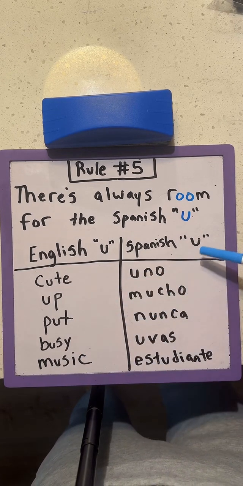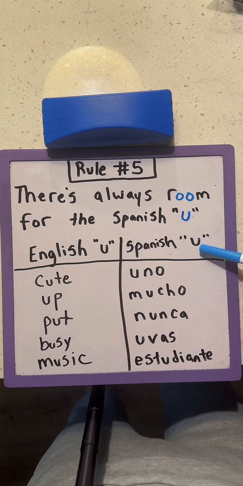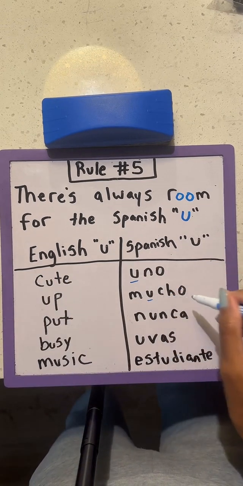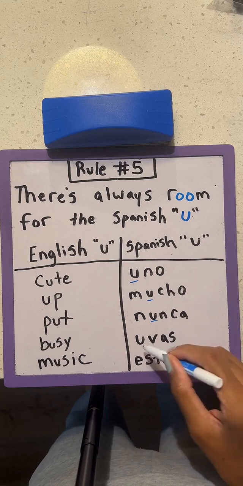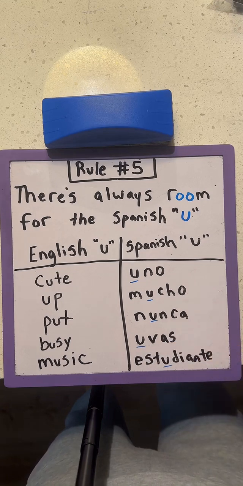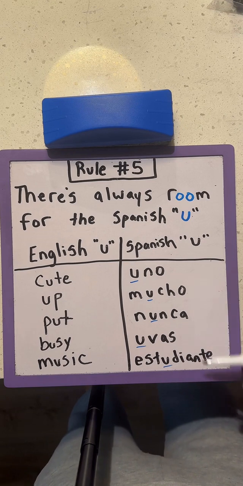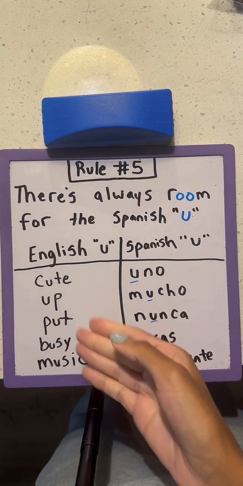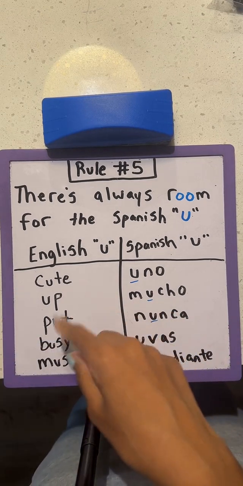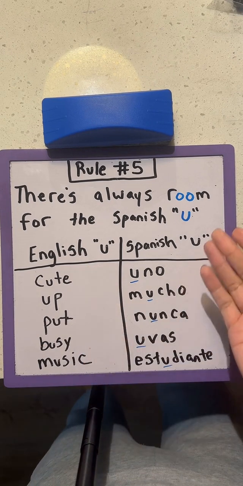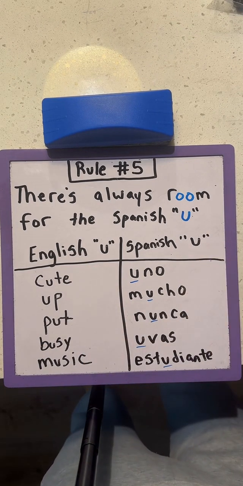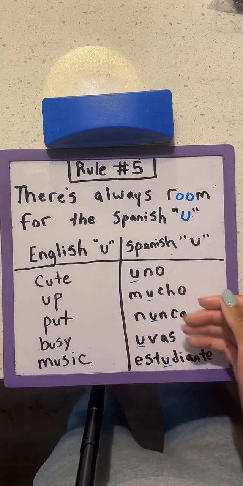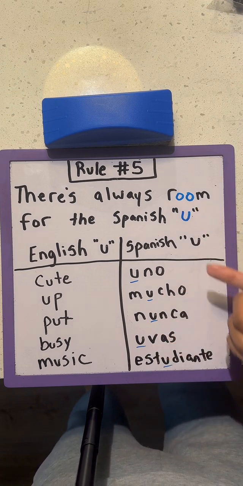But if you look at the Spanish U, because over here, this letter is referred to as U, we have uno, mucho, nunca, uvas, estudiante. So as you can see, the sound is much more consistent over on that side of the board. Over here on the English side, you have several different sounds for the letter U, over on the Spanish side, it's way more consistent. So it's a lot easier that way. But yeah, what do all of these words have in common? They all have the oo sound.